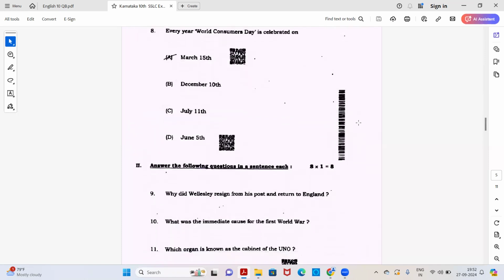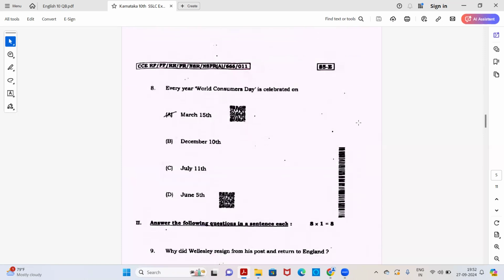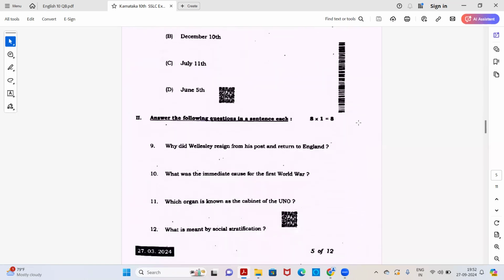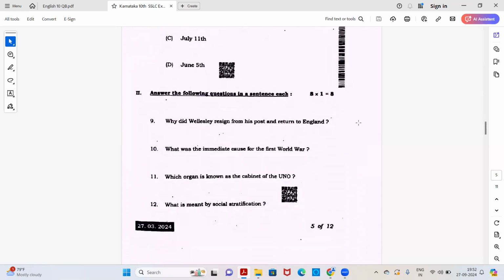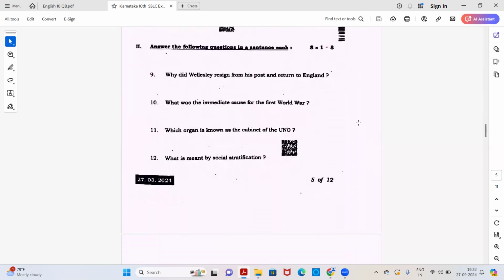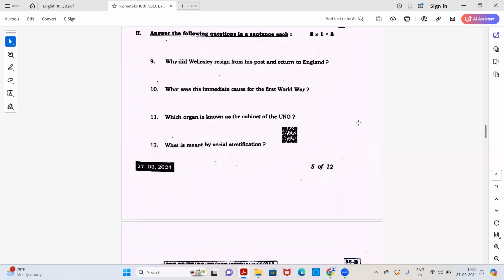So here we are just looking at the questions of the question paper, and the answers are not highlighted here. You can watch the video with the help of the playlist link, and you will get all the subjective answers over there. Now we move to the second main, that is, answer the following questions in a sentence each. It's an 8 mark main, which has 1 mark questions. We have 8 questions of 1 mark each.